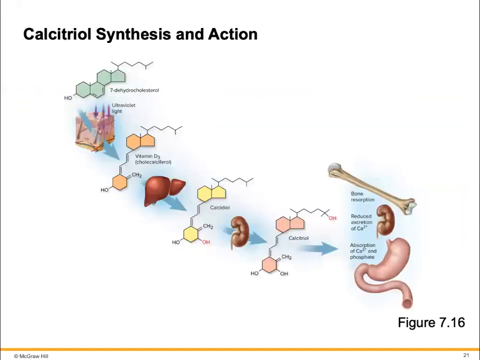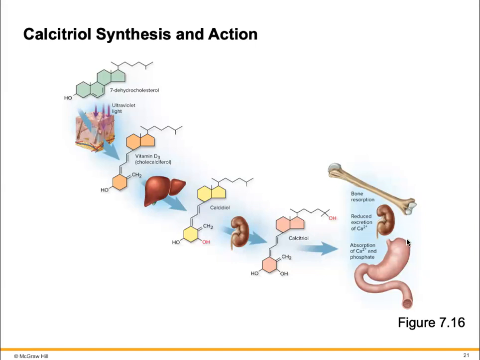So calcitriol, where does it come from? Well, it starts with its precursor molecule in our skin. The UV light comes in and basically warms the molecule and catalyzes it to become vitamin D3. Vitamin D3 is then converted in our liver by adding a functional group. Then it's finished converting in our kidneys to become calcitriol. Calcitriol influences bone resorption, so taking calcium back out of the bone, reducing how much is excreted, and absorbing more through our digestive system.